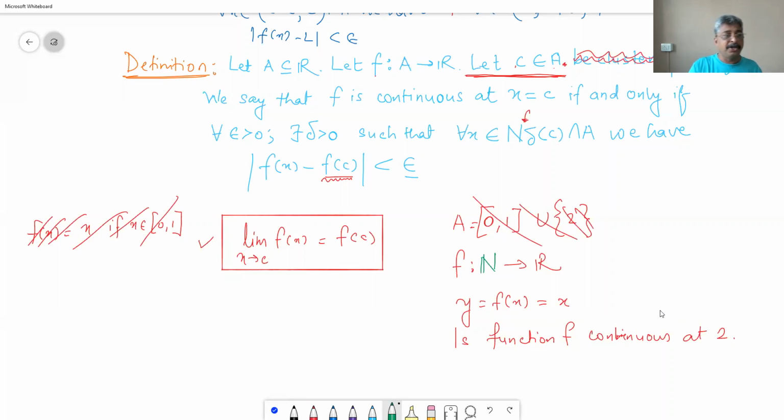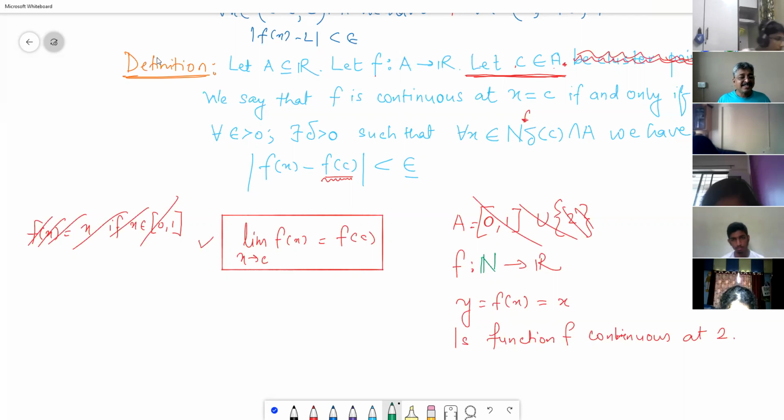Is the function continuous at 2? Yes, it is continuous at 2. It is continuous at every integer. This is a little anti-intuitive, but it is important.